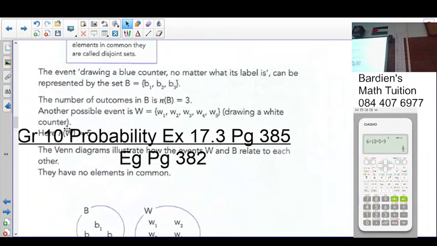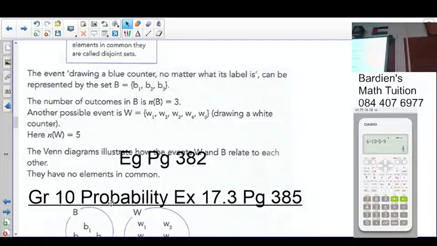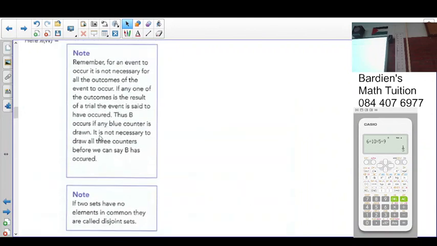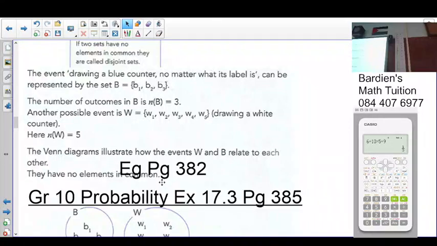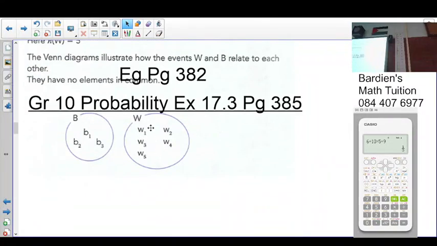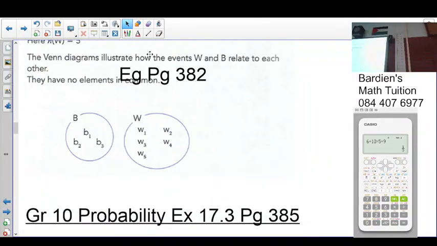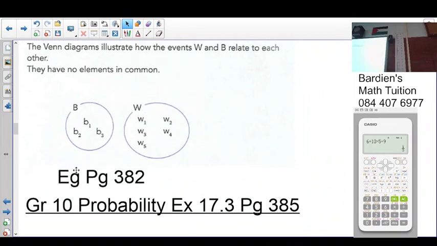Let's look here now. The event of drawing a blue counter, no matter what the label is, can be represented by a set. Here we go, Venn diagram. The Venn diagram illustrates how the events W and B are related to each other. There are no elements in common. Can you see there? There's no counter that plays for both teams.